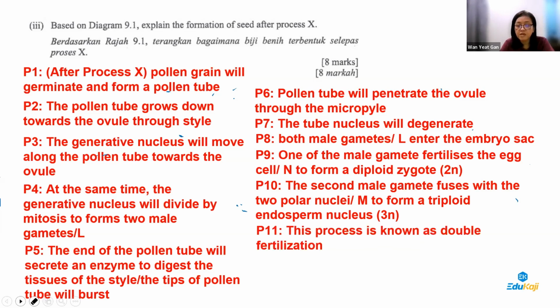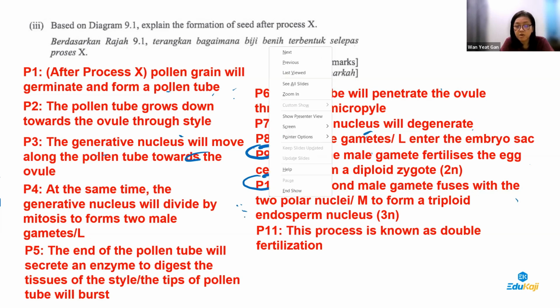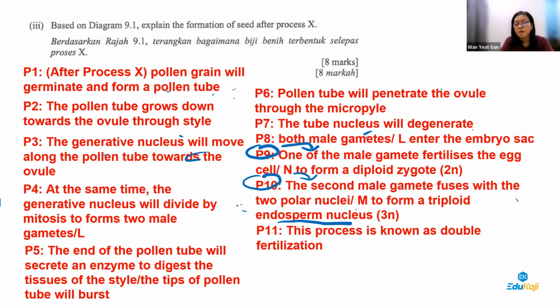So this whole process is known as double fertilization. Double, because there are two fertilizations that occur. The first fertilization is where the male gamete fertilizes the egg cell to form the diploid zygote, and the second fertilization is where the other male gamete fuses with the two polar nuclei to form a triploid endosperm nucleus. Okay, so this is the whole process of the formation of a seed after pollination.